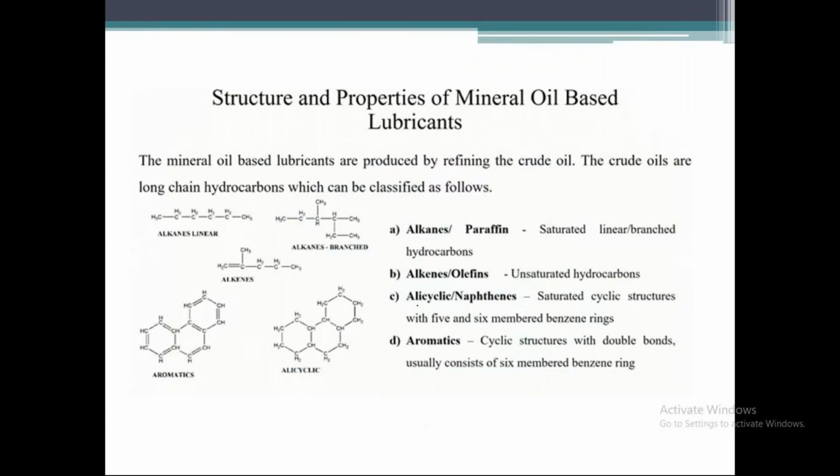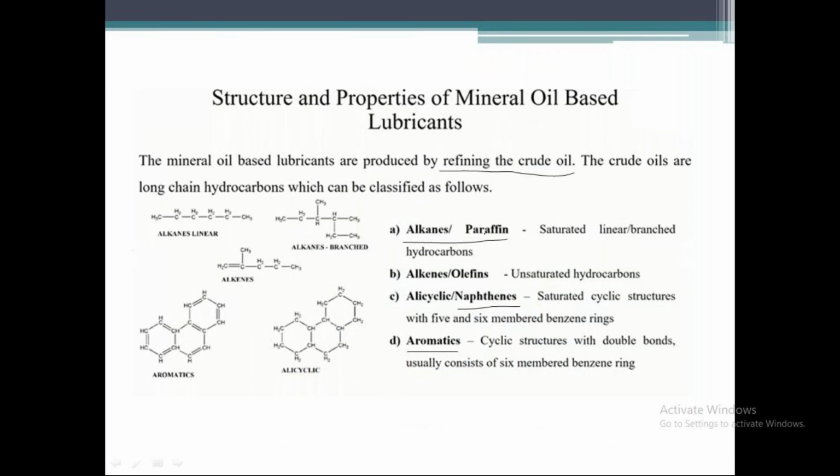We have seen how it is derived, distillation and all. There again classifications are there. The mineral oil based lubricants are produced by refining the crude oil, that we have seen already. The crude oils are long chain hydrocarbons which can be classified as follows. So these are the classifications for mineral oil based lubricants. That can be alkanes, that is basically paraffin, naphthene and aromatic. Major classifications are paraffin based, naphthene based and aromatic based.